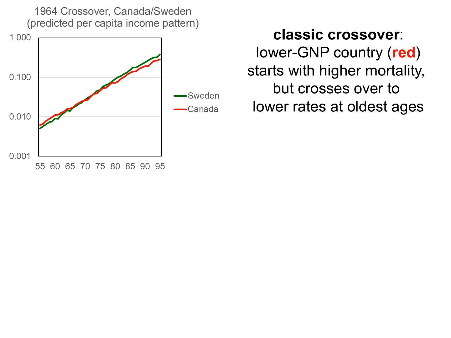In Sweden, the country with higher GNP per capita, death rates were lower than in Canada at ages up to about 70. But after age 70, the mortality curves cross, and at all older ages, we discover a gradually widening gap of higher death rates in the Swedish population.